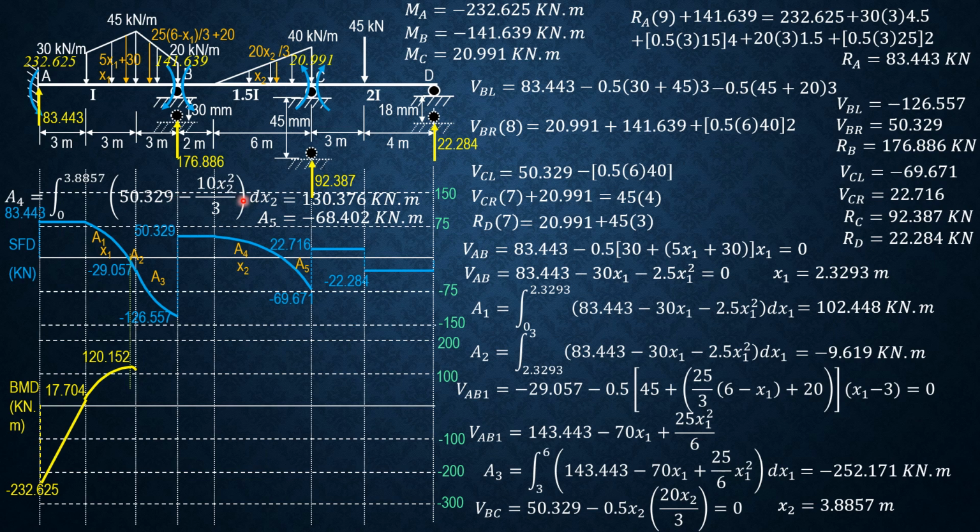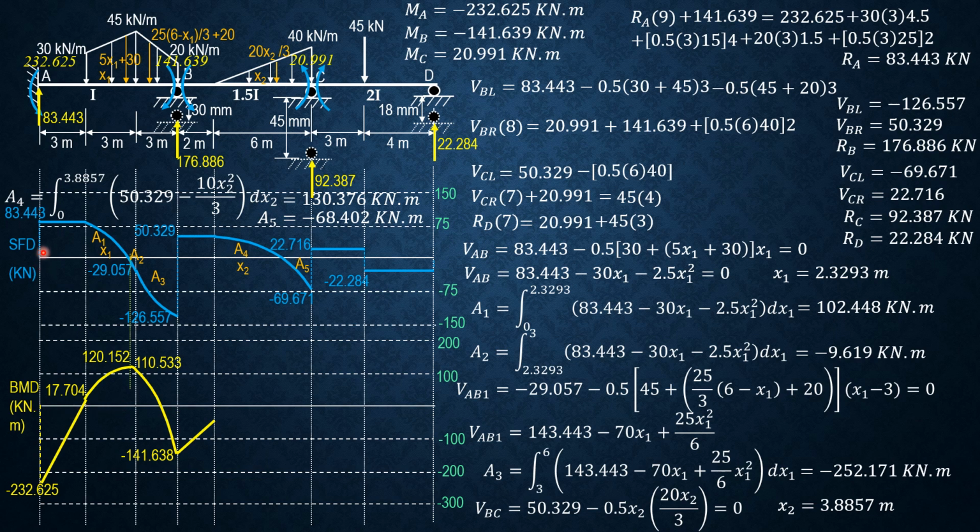Then area 5 will not be shown here because we ran out of space. Use the same integral except the limits 3.8857 lower limit, then upper limit is 6. Use the same integral. Then area 5 is equal to negative 68.402 kilonewton meter. So we're now ready to sketch or construct the moment diagram by parts.